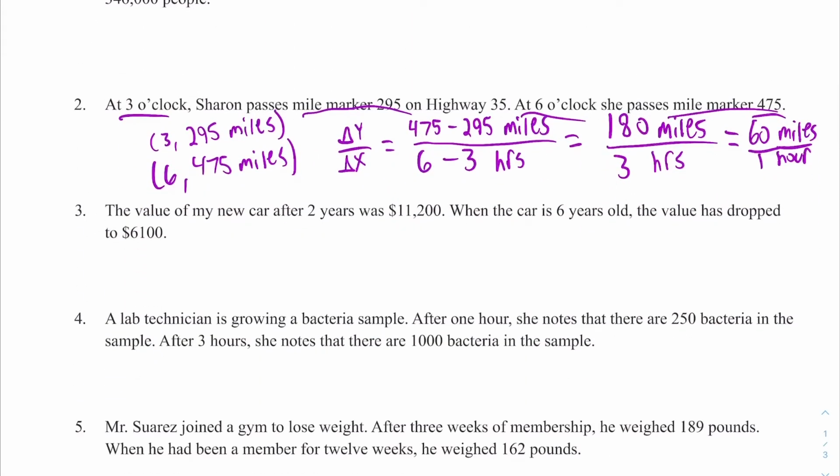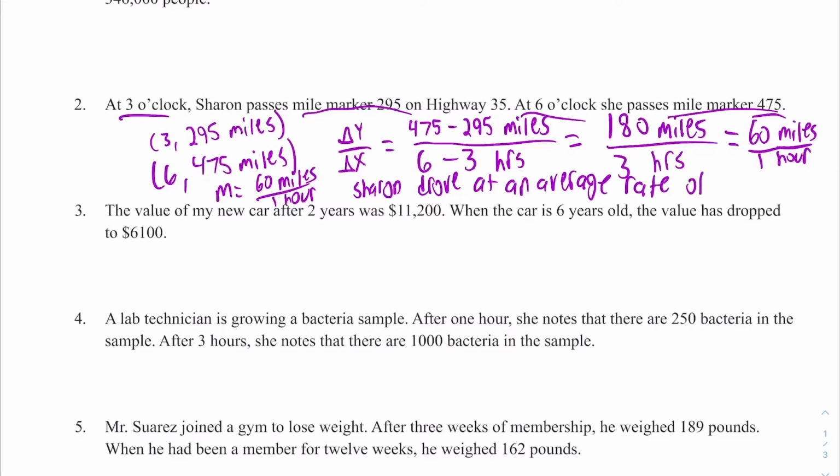So our answer was m equals 60 miles for 1 hour. Now we just need to turn that into a sentence. What's her name? Her name is Sharon. Sharon drove at an average rate of 60 miles per hour, period.